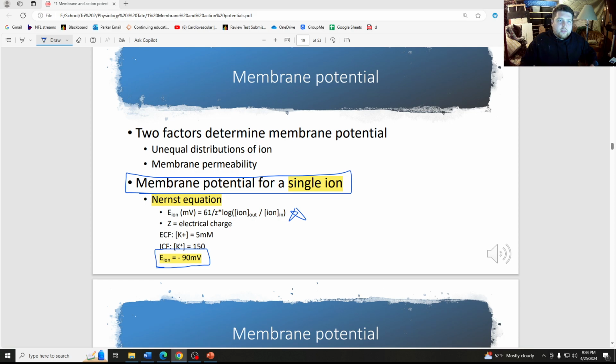Let me pull up real quick a good definition for... there's not a great definition for membrane potential. Oh, here's a decent one.